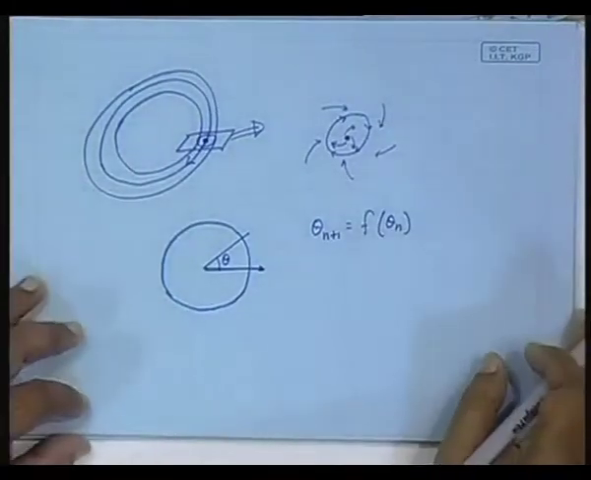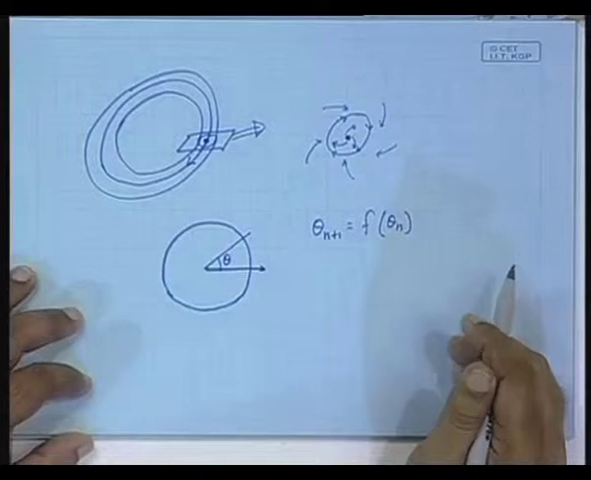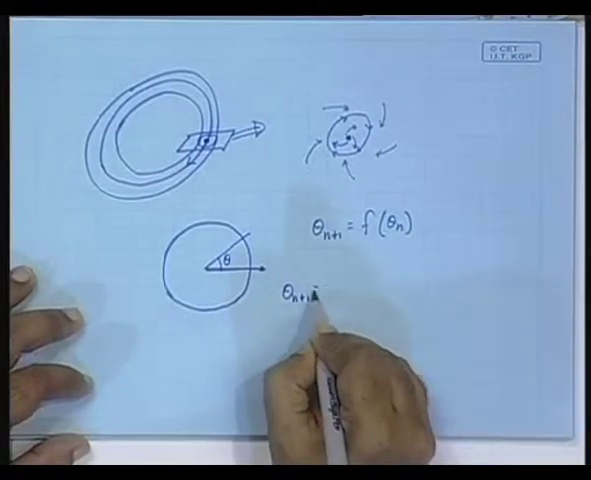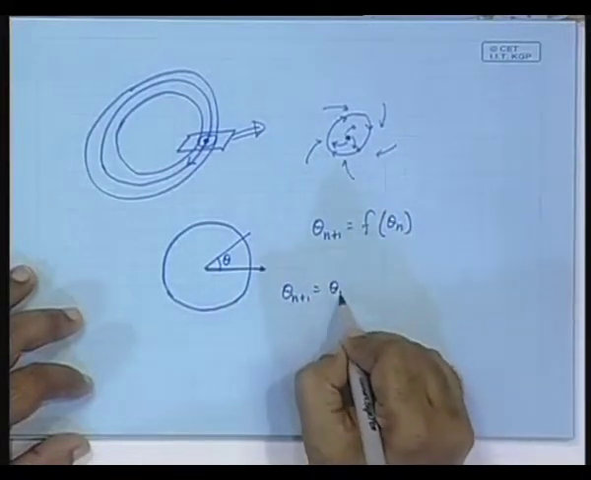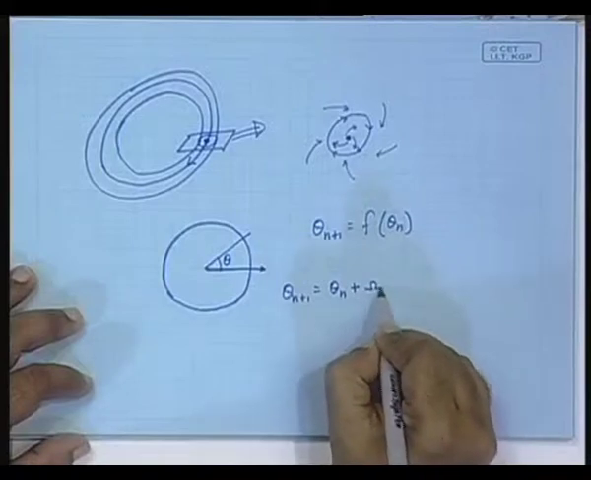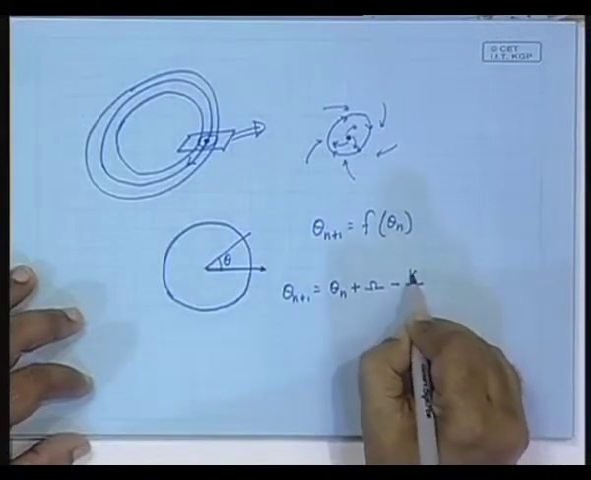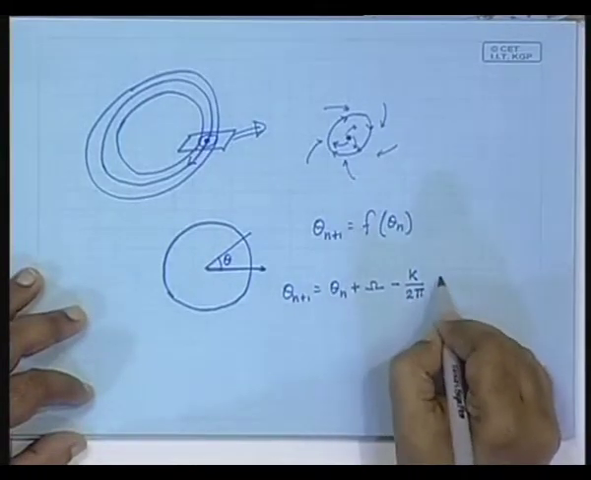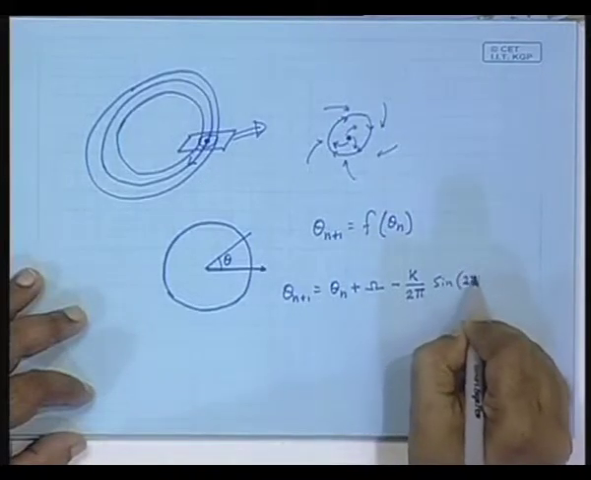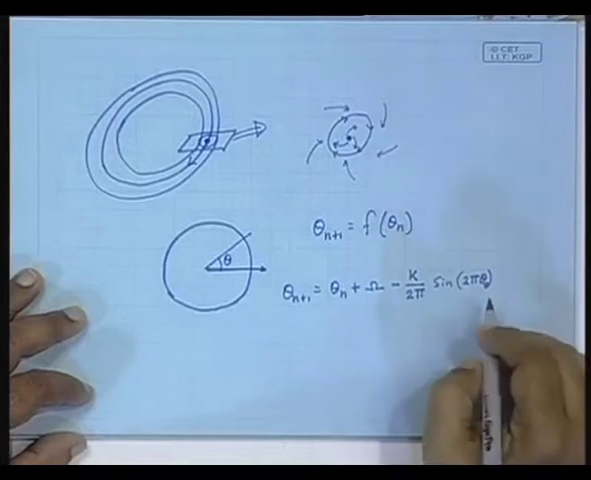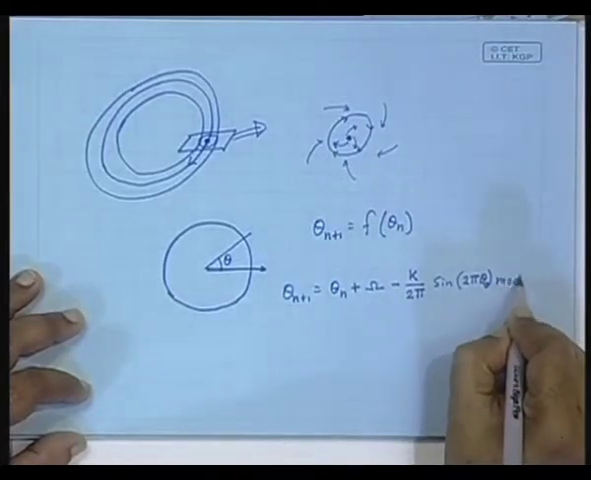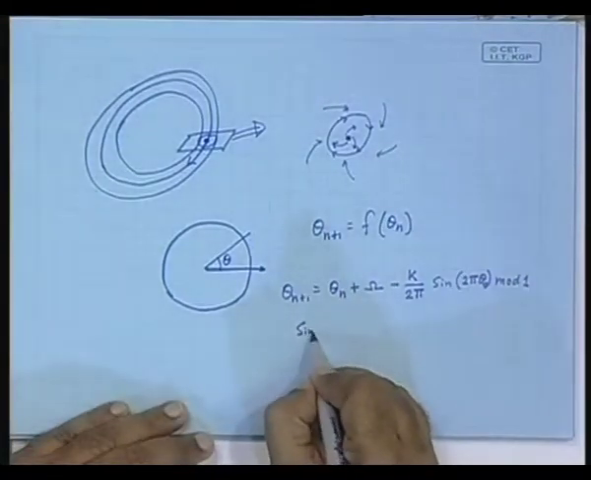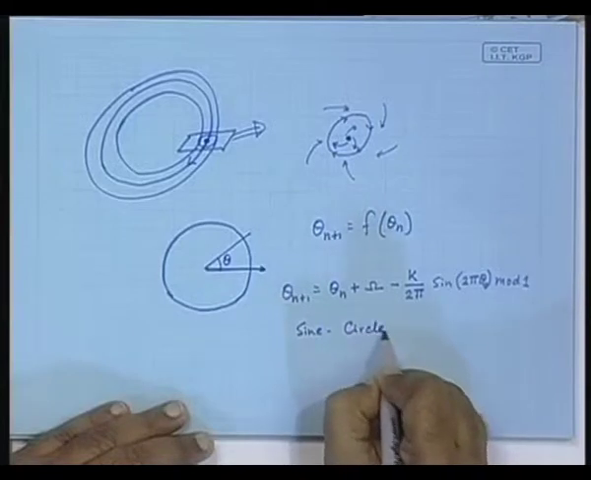So, that is where we were, and we had used for that purpose a specific map given by theta n plus 1 is equal to theta n plus omega minus k by twice pi sin twice pi theta n, and then you have to take mod 1. Is it visible? Yes. So, this is the sine circle map that we had taken. Do you have any question?